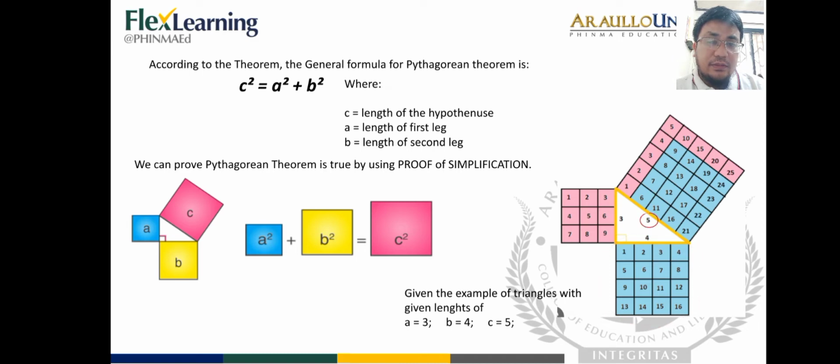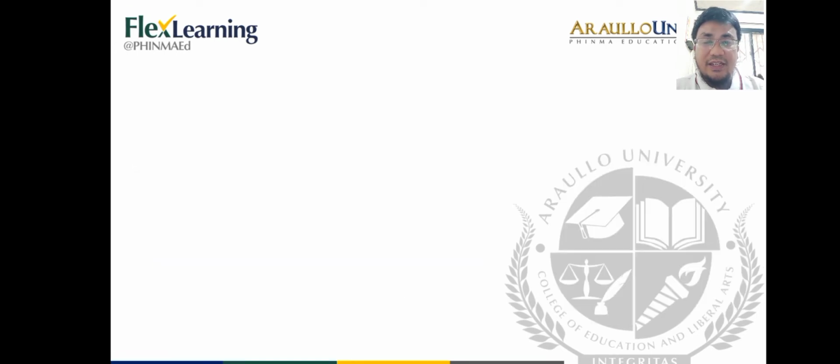It will yield a big square with 25 small squares. Okay, so did you notice? If you add the blue from the 4 side and the pink on the 3 side, it will become the total of the square of the big side, or the hypotenuse. So we can prove more of the Pythagorean theorem by derivation of the Pythagorean theorem.